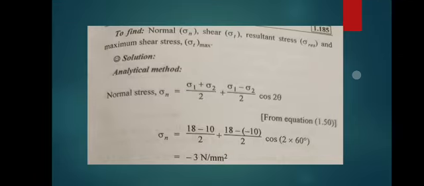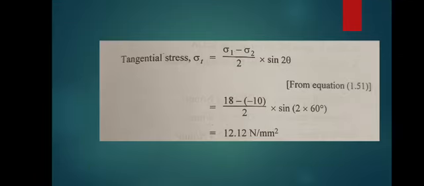Then we are going to find out the tangential stress. Tangential stress, sigma t formula is (sigma 1 minus sigma 2) by 2 into sin 2 theta. Substitute the value for sigma 1 and sigma 2. Therefore 18 minus of minus 10, therefore plus 10, divided by 2 into sin 2 into 60. The value for tangential stress is 12.12 Newton per mm square.